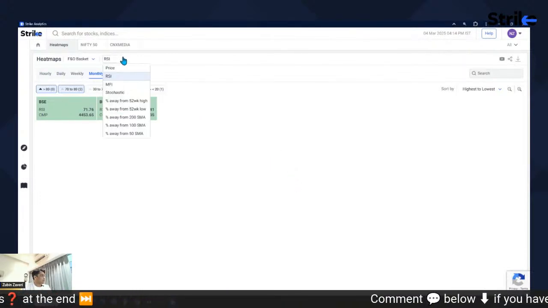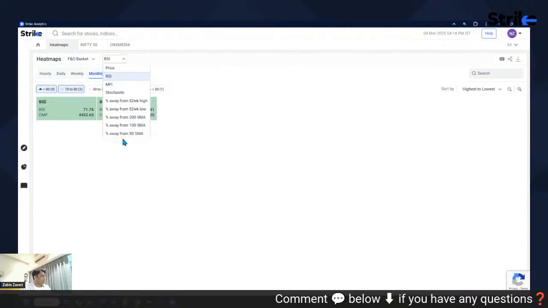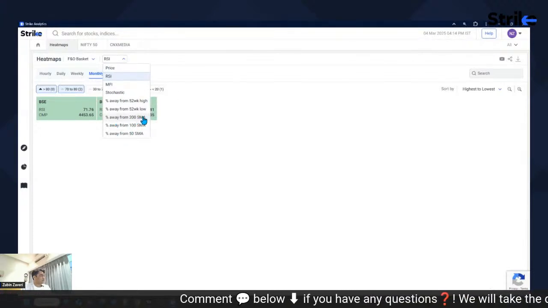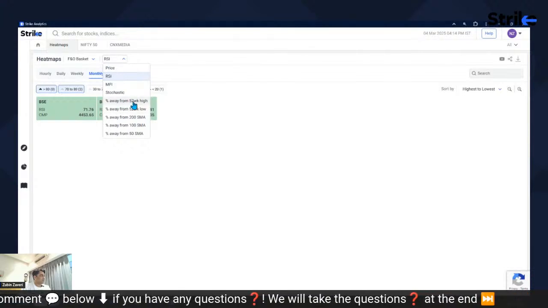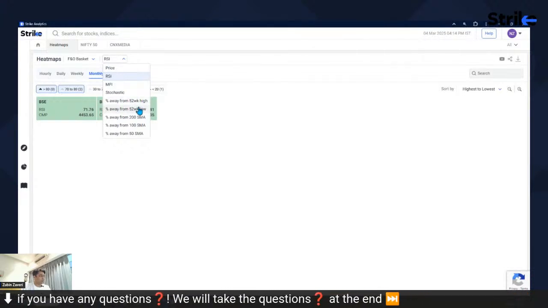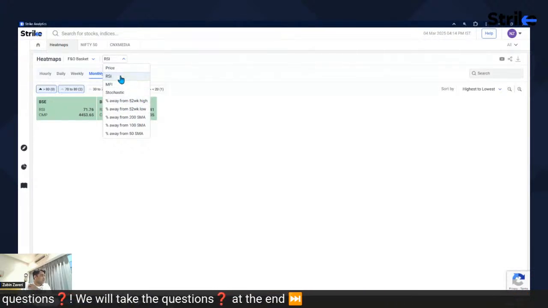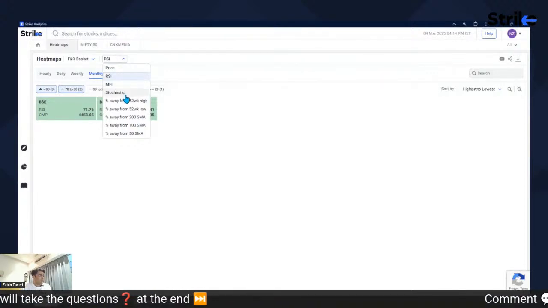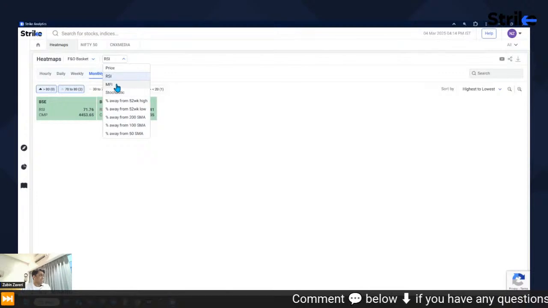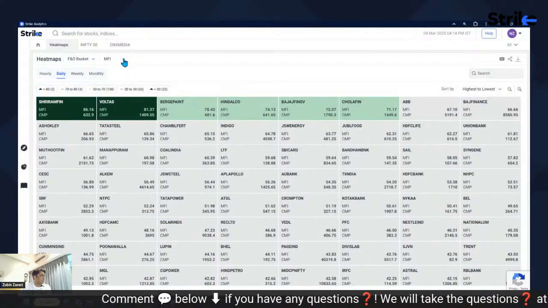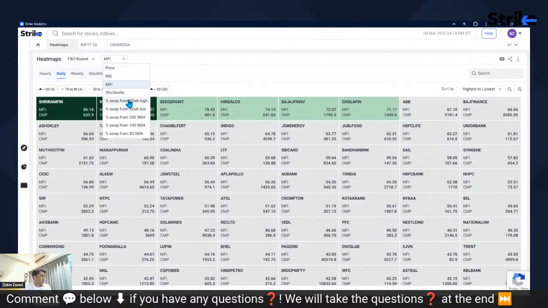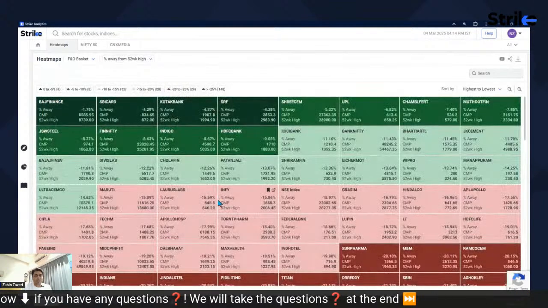You can also click on something called percentage away from 200-day SMA, or percentage away from 52-week high, 52-week low. Let me take this one by one. Like RSI, we also have MFI, money flow index, and stochastic as the indicators. It works similarly. So I'll focus on percentage of stocks away from 52-week high.